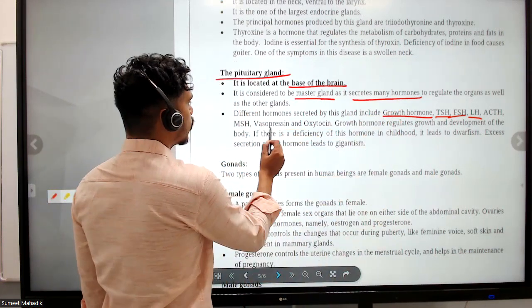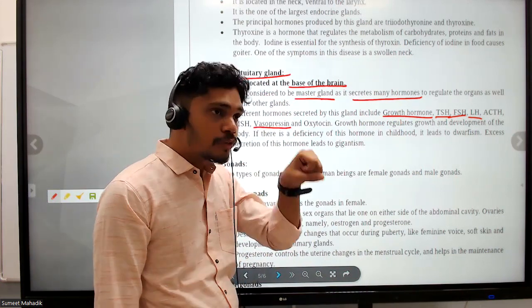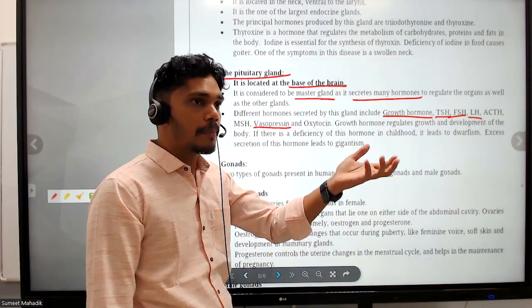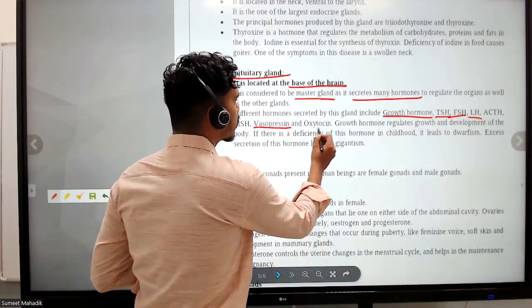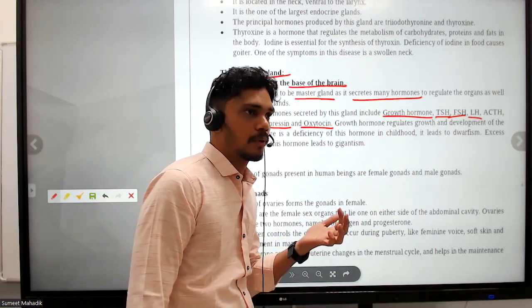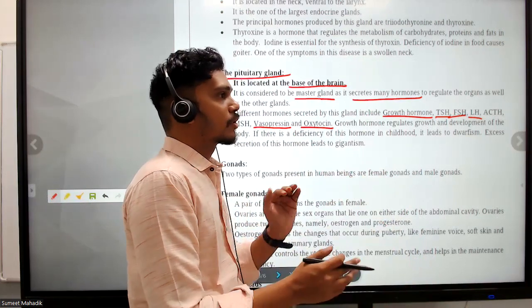Then vasopressin is responsible for the constriction of the veins. Whenever the BP shoots up or shoots down, what is going to happen? Vasopressin is there. Then oxytocin is called the birth hormone. See, the baby is coming from the mother's womb. Definitely, that is not a sufficient area.